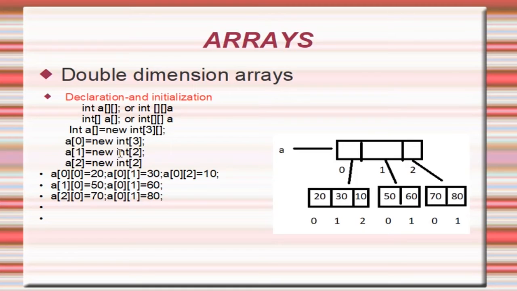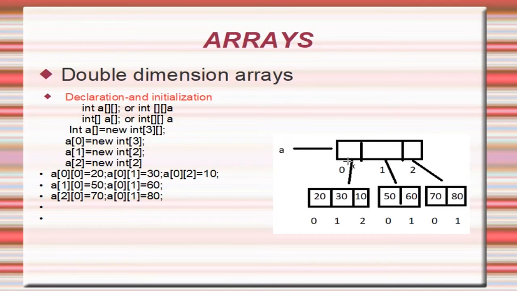Now I am talking about integers, so I took int of 3. So that means the size of my array is 3. So 3, 0, 1, 2. I told you that the index starts from 0, 1, 2. Again I have to initialize a of 0, a of 1 and a of 2. So again a of 0 equal to new int of 3.